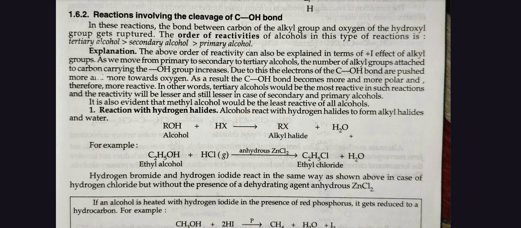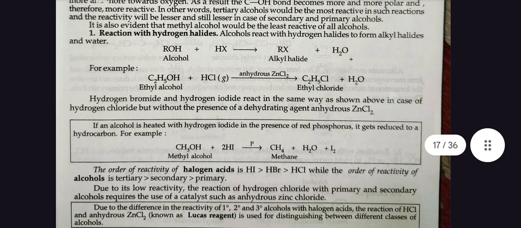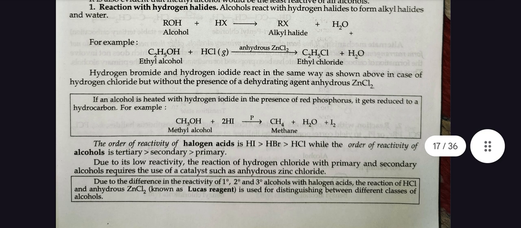The first reaction is with hydrogen halide. Alcohols react with hydrogen halide to form alkyl halide and water. Alcohol plus HX gives alkyl halide plus H2O. For example, ethyl alcohol in presence of HCl gas and anhydrous ZnCl2 gives ethyl chloride. Hydrogen bromide and hydrogen iodide react in the same way as shown above in case of hydrogen chloride, but without the presence of the dehydrating agent anhydrous ZnCl2.